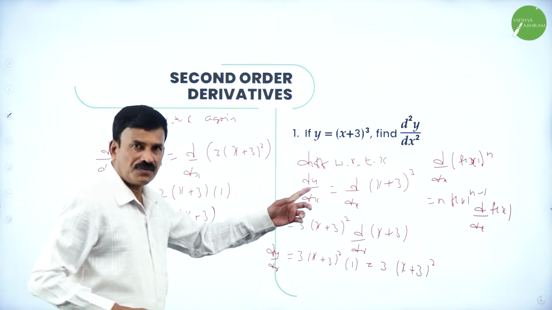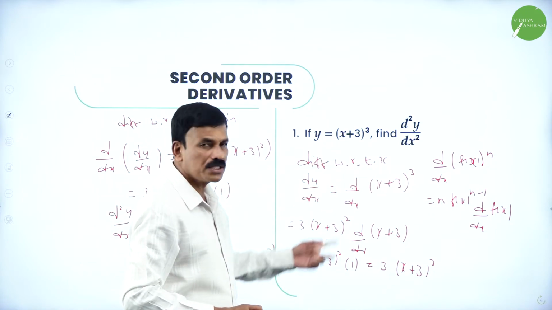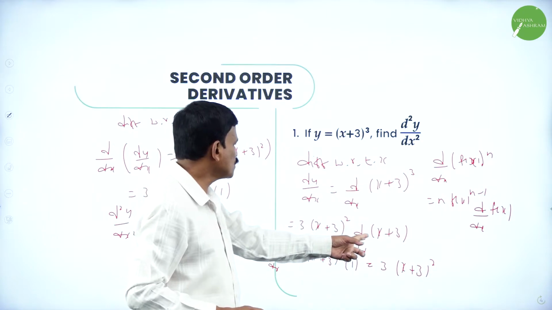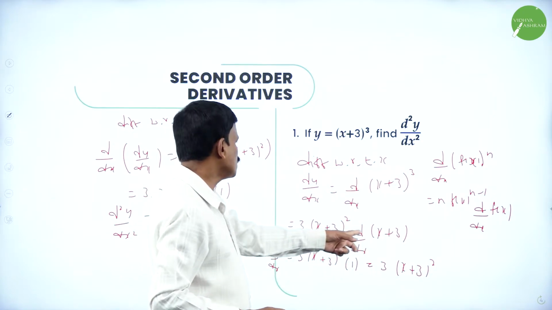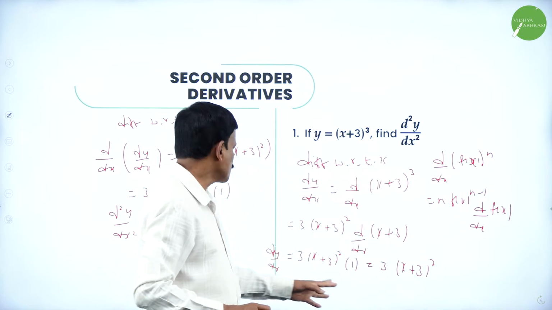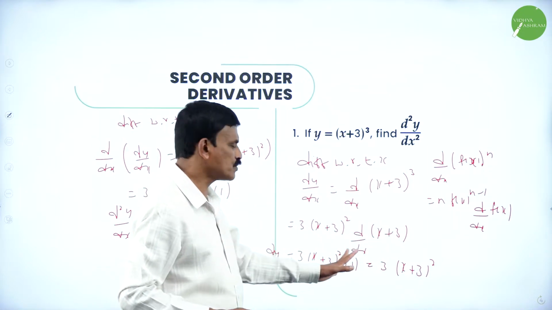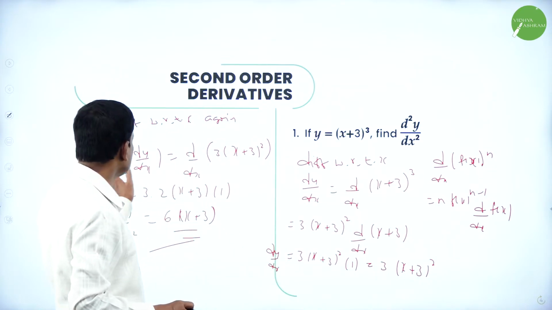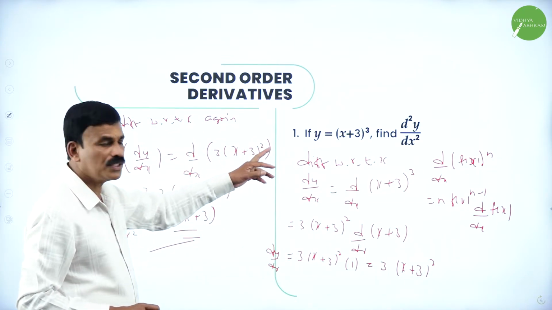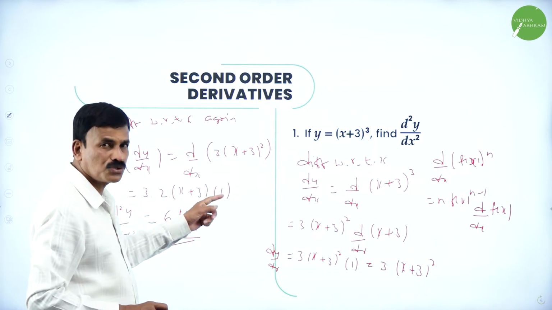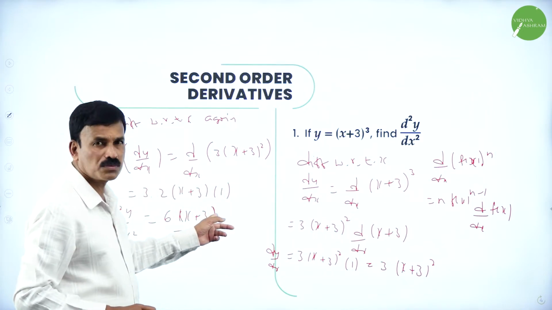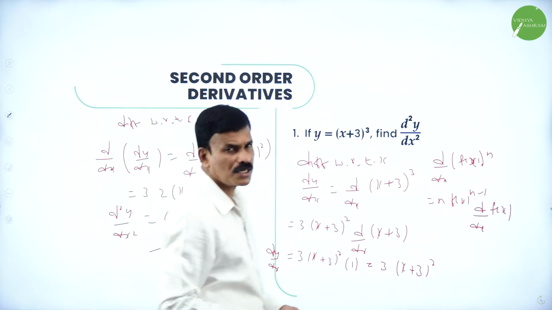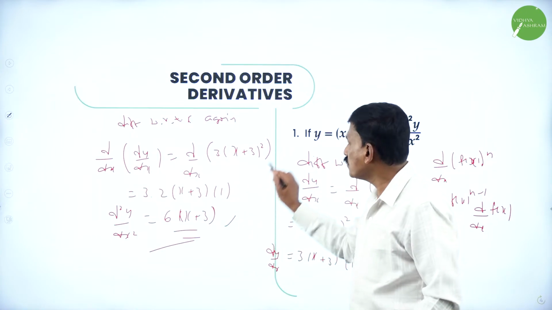So if you differentiate one time, the differentiation of (x + 3)³ is 3 (x + 3)² into the differentiation of x + 3. In x + 3, x is 1 and 3 is constant, 0. This is 3 times (x + 3)². Again differentiate the differentiation of (x + 3)². So 3 constant, [f(x)]ⁿ, n is 2, 2 (x + 3) raised to 2 minus 1, which is 1, into the differentiation of x + 3, as usual x is 1, 3 constant 0. So 3 twos are 6 times (x + 3), which is the required answer for this problem.